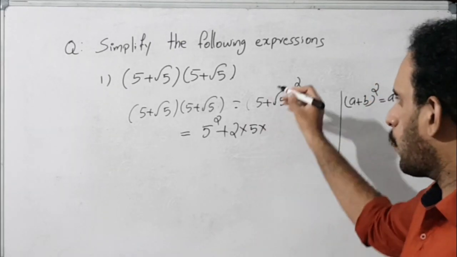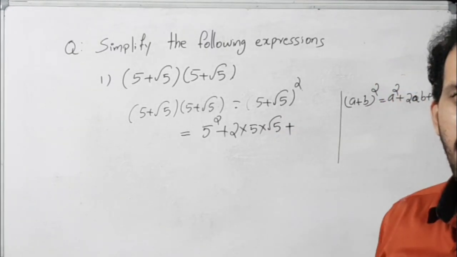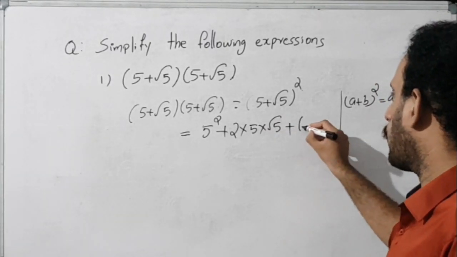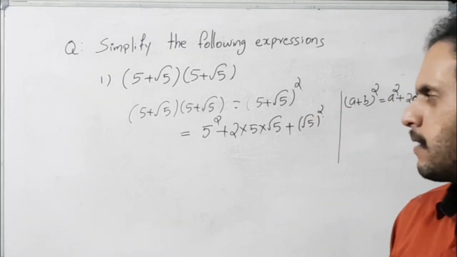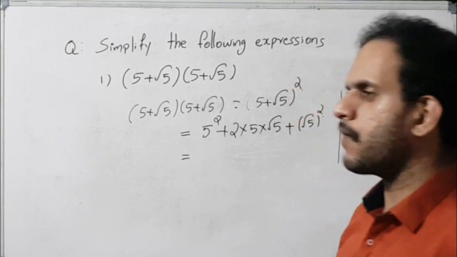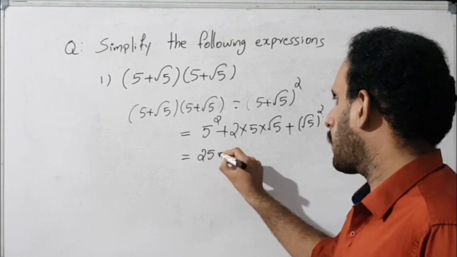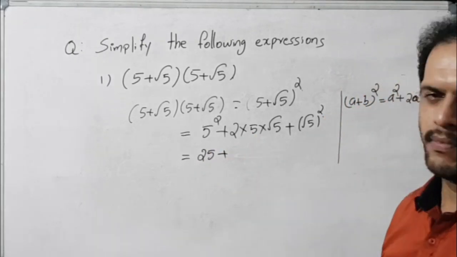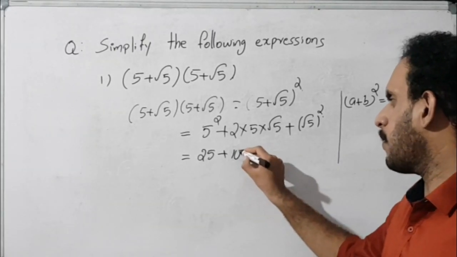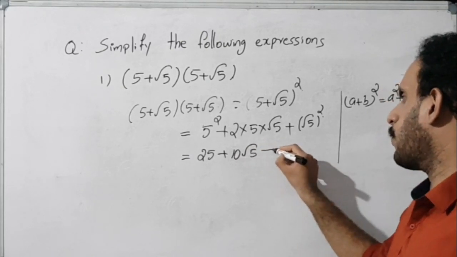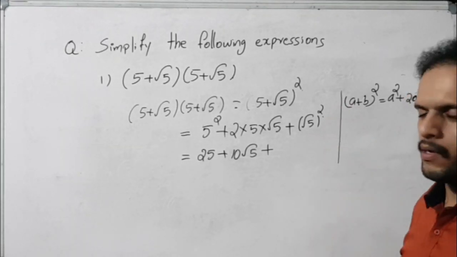B, what is b? Root of 5, plus b square. B square means root of 5 whole square. Then it is equal to, what is 5 square? 5 square is 25, plus 2 into 5, 10. 10 into root of 5, that one we represent as 10 root of 5. Correct? 10 root of 5, plus, what is the square of root of 5?